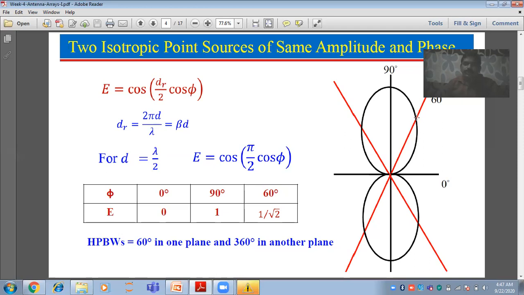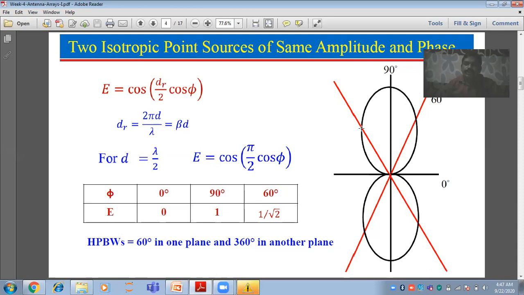From here to here this angle is 30 degrees, because this is 60 degrees that you have seen. From here to here is 60, and from here to here it will be 30 only. So this is 30 and this is 30, so 30 plus 30 will become 60 degrees.